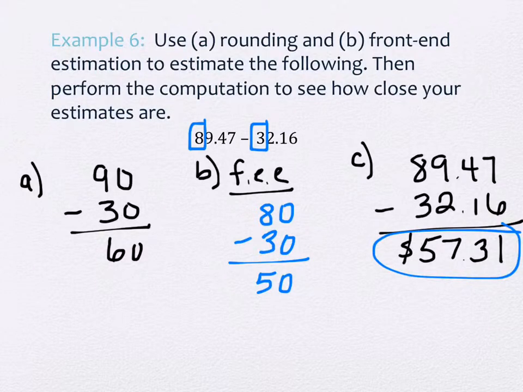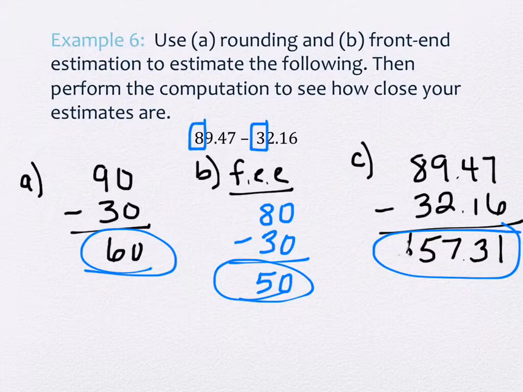They're close to the 57 because I had 50. I don't know why I put a dollar sign on that. Maybe because it looks like money. I'll take the dollar sign off. So I had 60 for my first answer, 50 for my second one, and the actual subtraction of the two is 57 and 31 hundredths.